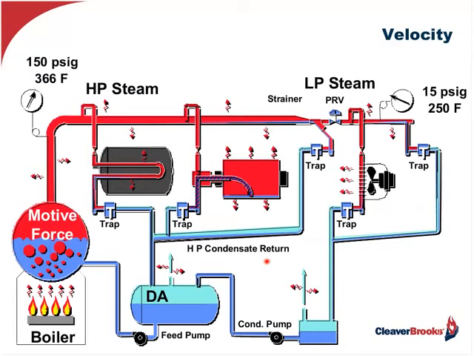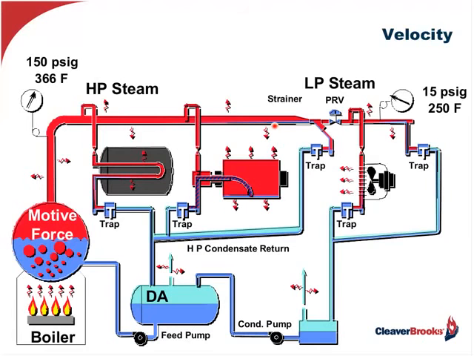And the reason I say that is because the velocity in the steam distribution piping, as well as in the condensate, can cause some problems if it exceeds certain levels. One of the problems, of course, is noise. The other one would be erosion of the piping, and then, of course, water hammer, which we'll spend some time discussing.